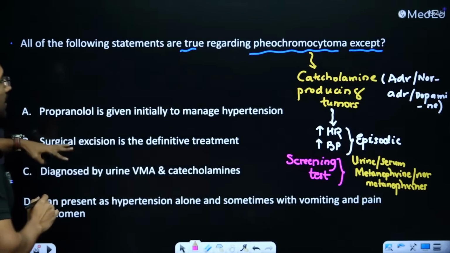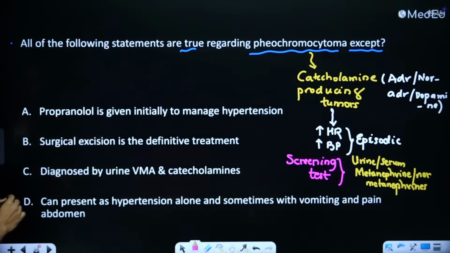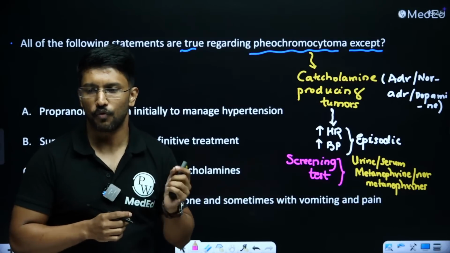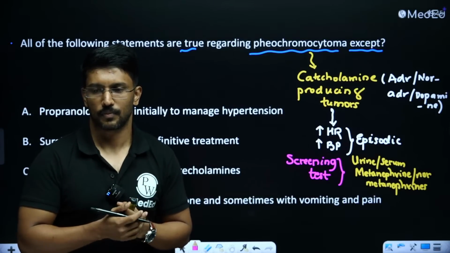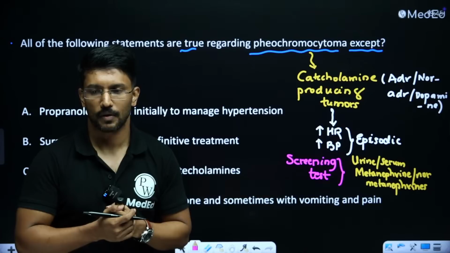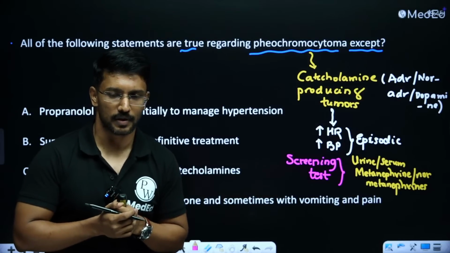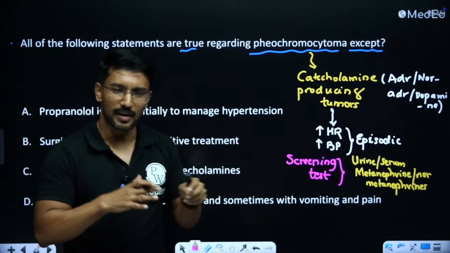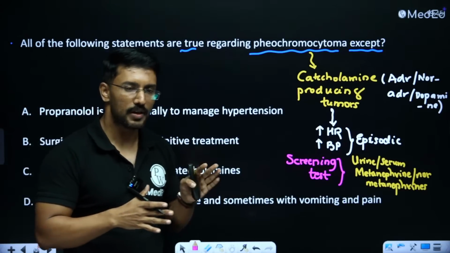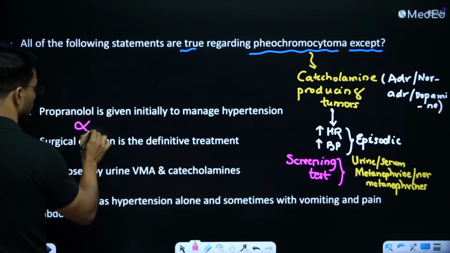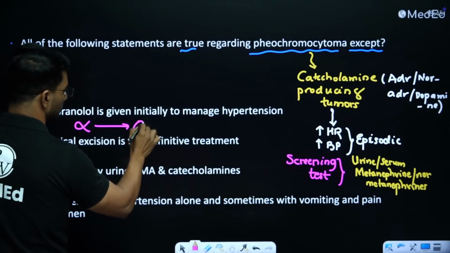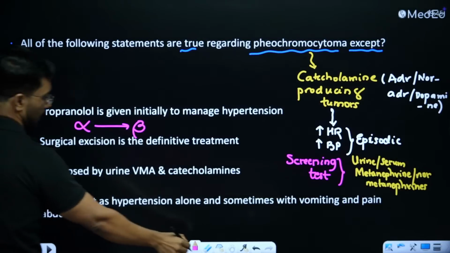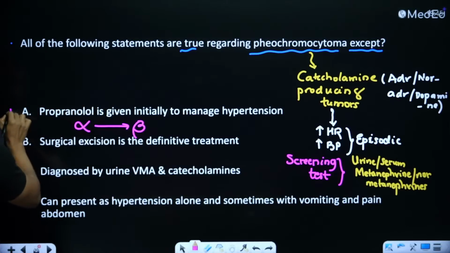Okay, so now coming to the statements related to that, right? Propranolol is given initially to manage hypertension. How many of you agree with this statement? True or false? No. Because these people have episodic hypertension, it needs to be controlled, but we have to initiate with the alpha blockade first. Alpha blockade followed by beta, not the beta first. So this is not a true statement, right? This statement is false.